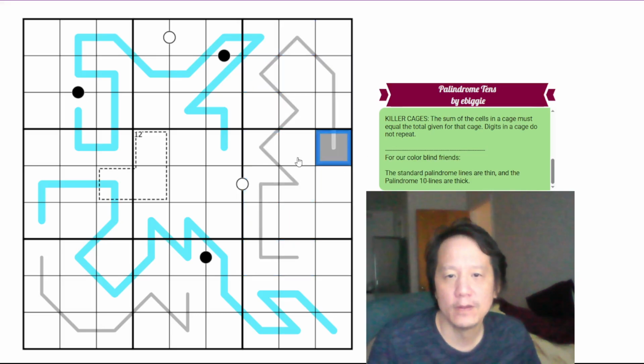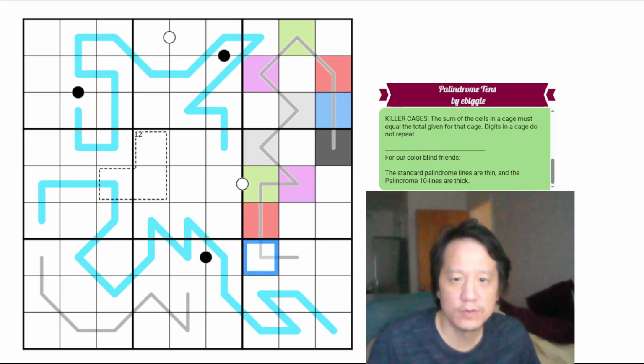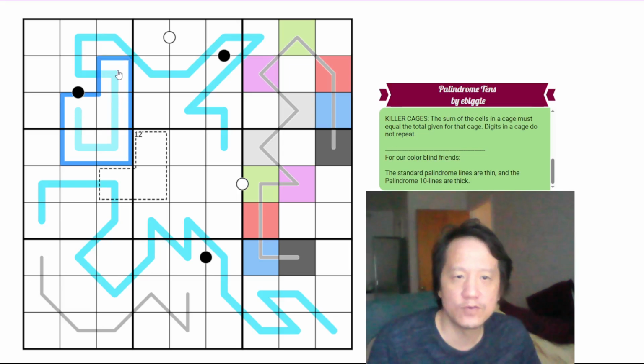Let's color them in then. We're going to make this dark. We're going to make this light. Pink, green, red. So this matches that one. Green will match here. Pink will match here. Light will match this. We're going to make this blue, so that matches there, and this is dark. So dark has to be one of these two digits here: 1, 2, 3, 4, 5.